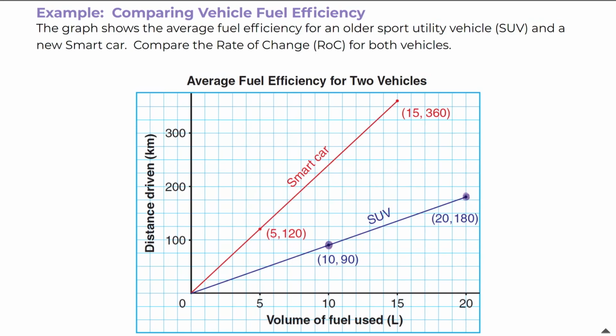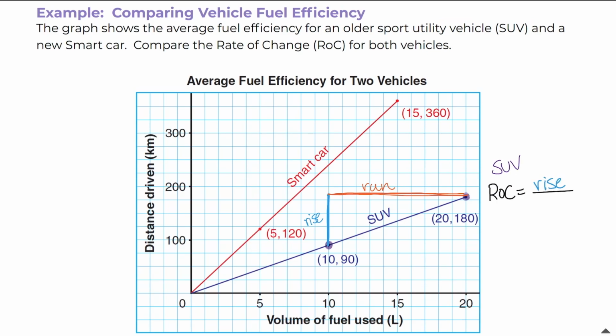So when we draw in our rise and our run, we always want to draw it in as a triangle with just vertical and horizontal lines, no slanted lines. And that's because the rise is always vertical and the run is always horizontal. Okay, so here we have rise, here we have run. So let's go ahead and find our rate of change for our SUV.